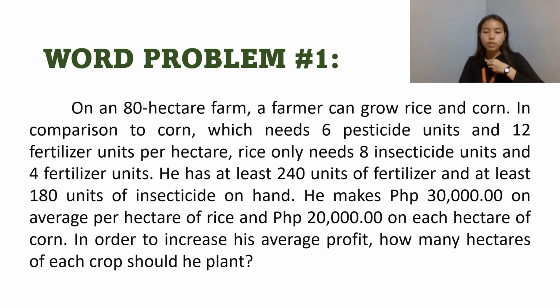So this is our word problem number 1. On an 80-hectare farm, a farmer can grow rice and corn. In comparison to corn, which needs 6 pesticide units and 12 fertilizer units per hectare, rice only needs 8 insecticide units and 4 fertilizer units. He has at least 240 units of fertilizer and at least 180 units of insecticide on hand. He makes 30,000 pesos on average per hectare of rice and 20,000 per hectare of corn. In order to increase his average profit, how many hectares of each crop should be planted?